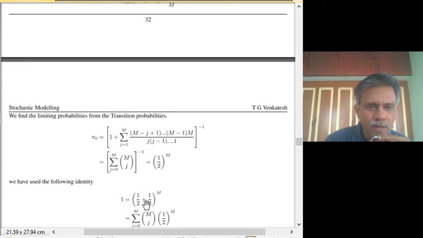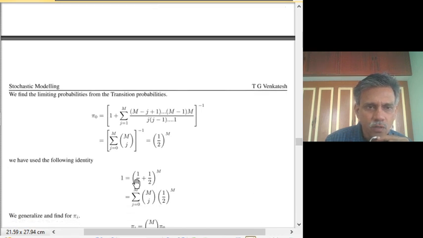So how did we get it? If you take 1 by 2 plus 1 by 2 power m, you get this one, that is 1. So you get this. So this is nothing but the expansion of this. So if you take this factor, okay, this and this are inverses of each other. That is how you got this one.